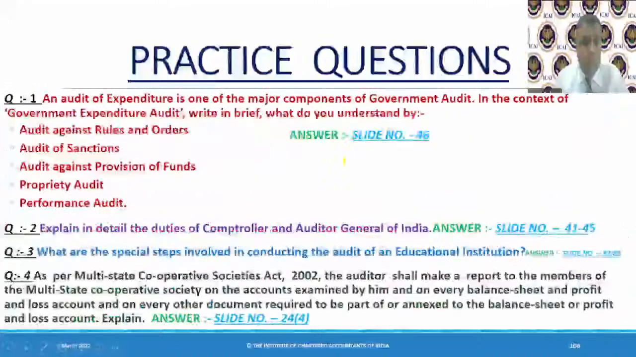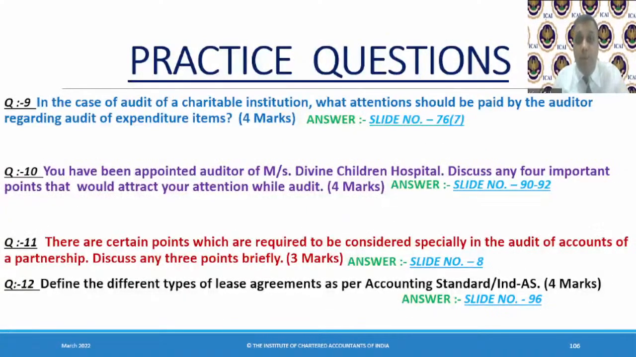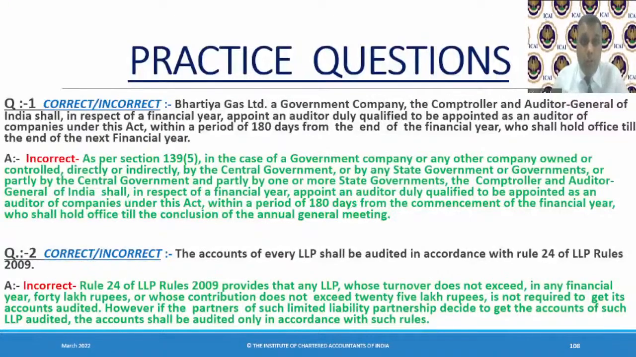We have this, okay? So the slide numbers are also written along with, where you'll find their answers. Government audit, duties of CAG, special steps involved in conducting the audit of an educational institution. Okay. Then the report of the multi-state cooperative societies auditor, powers and duties of auditors under the Multi-State Cooperative Societies Act, NGO audit, then hospitals audit, then audit of government expenditure, audit of a charitable institution, hospital again, then audit of accounts of a partnership, then different types of lease agreements, and some case specific questions. Some correct incorrect questions are there as well.